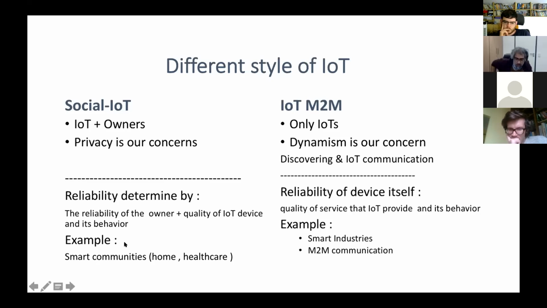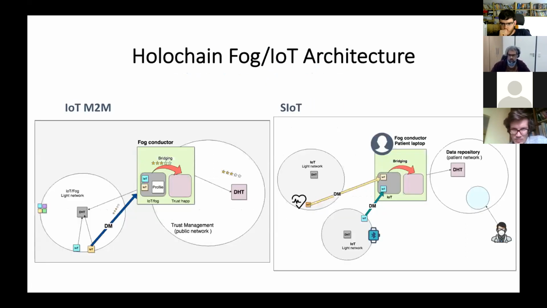The last one is the examples. In the social IoT, we have smart communities, like smart home, healthcare community, and so on. On the other side, we have examples such as smart industry and machine-to-machine communication. So this was the architecture that we discussed by the end of the previous meeting, where Hidayat and Gilam explained.